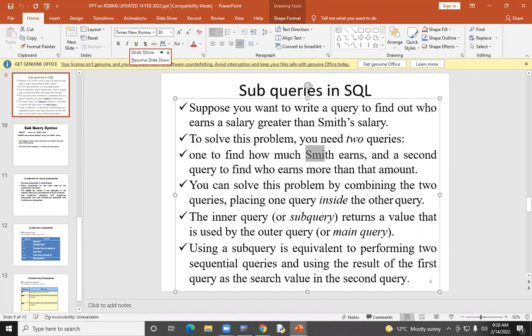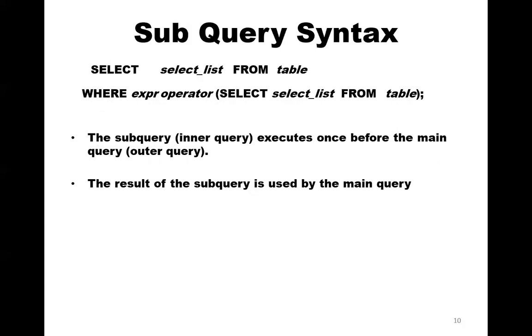Now, how to write it? Okay, let's watch this syntax. This is the subquery syntax. You write something like select list from table name. This is the output that you desire. Where you equate some expression and operator. And then this is the inner query, select list from table. Remember that whatever expression you write here, where EXPR, that should be here in the select list. That should match. We'll see how we need to write it.